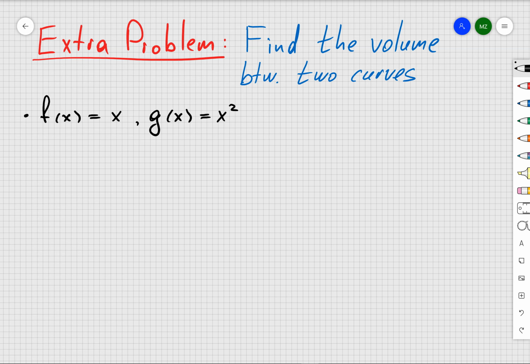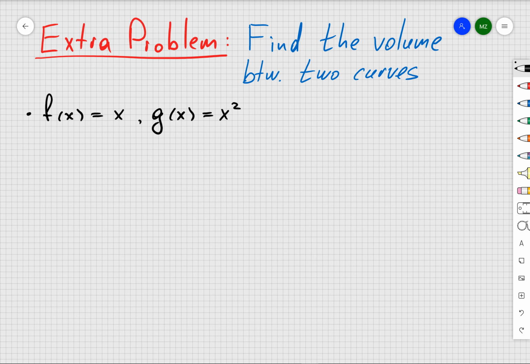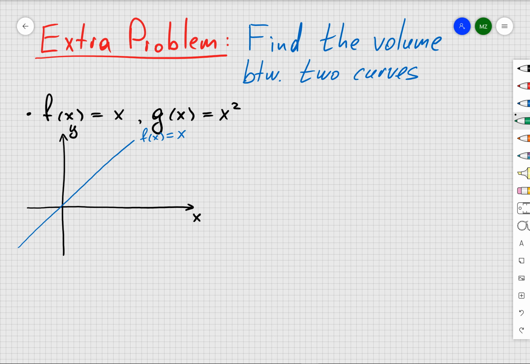So let's take a curve f is equal to x and g is equal to x squared. So what do we need to do? First, let's try to sketch our section. And we know that function f is equal to x is going to be just a straight line that goes through the origin and makes a 45-degree angle with the x-axis.